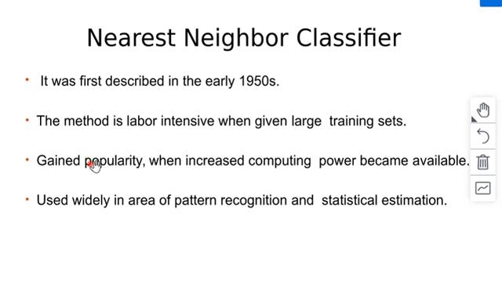The nearest neighbor classifier algorithm is a lazy learning algorithm, as I mentioned in the previous slide. Why is it a lazy learning algorithm? Because it does not have a specialized training phase and uses all the data for training while classifying. In the decision tree and the rule-based classifiers, we first train the model.